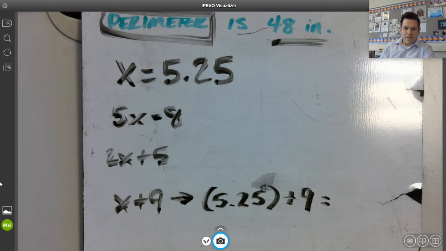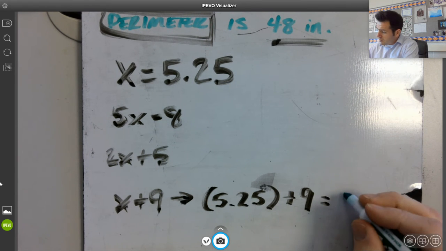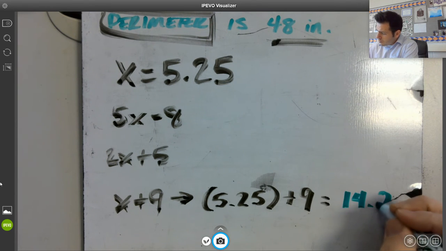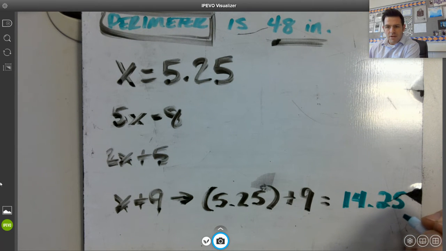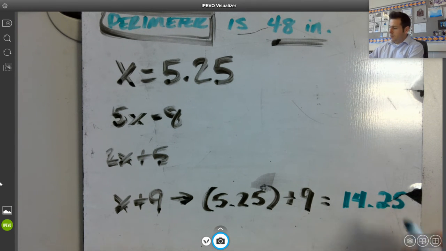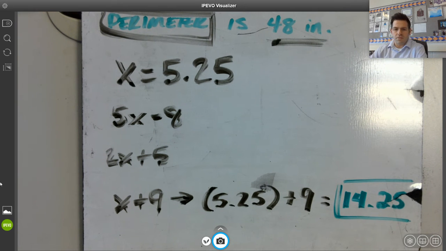So not a terrible one down here on the bottom. We plug in 5.25 for x. I'm going to switch to the color green here. 5.25 plus 9 would be 14.25. Well, that writes a lot better. So one of our sides of the triangle would be 14.25.